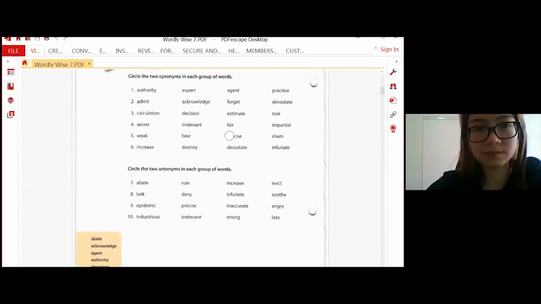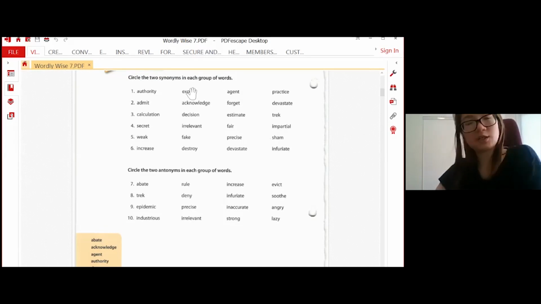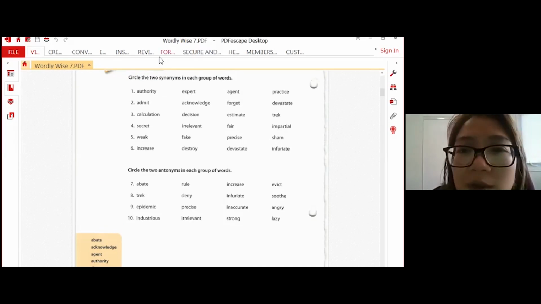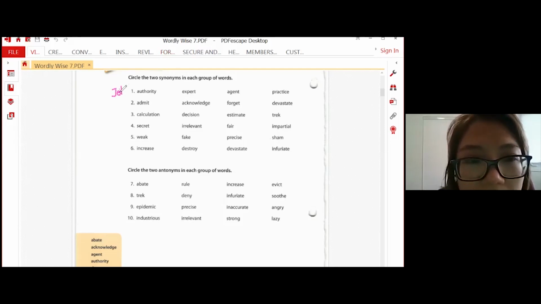Substitute a synonym to antonym. Are you writing it on here? Okay, I'm gonna write it down. So, Jack, can you do number 1? David, can you do number 2?